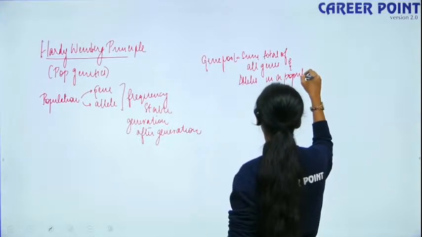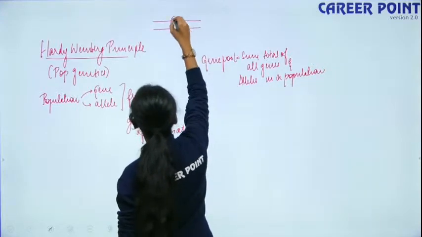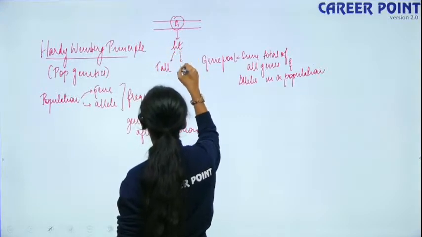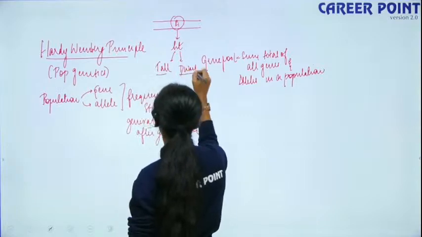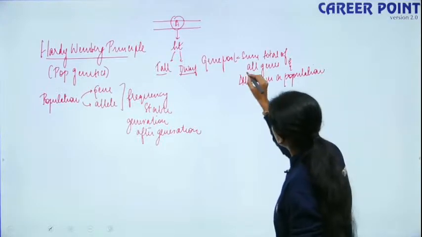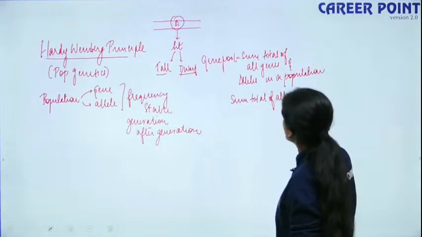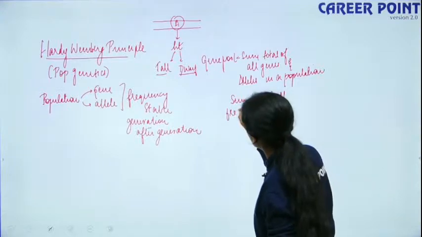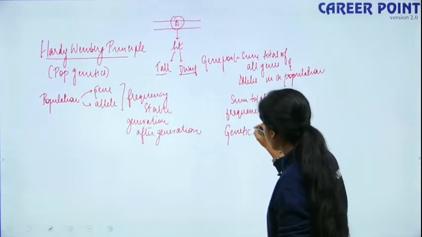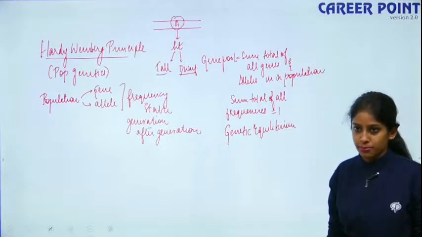For all those who do not know what a gene is, please listen. For example, if this is gene A which codes for height, it can either be tallness or dwarfness, right? These two contrasting things are alleles, okay? So this is gene pool. He said the sum total of all frequencies is 1. So he said the gene pool is constant, the sum total of all frequencies is 1. He called this genetic equilibrium or Hardy-Weinberg principle. Fine?